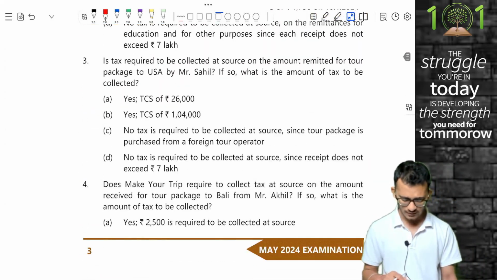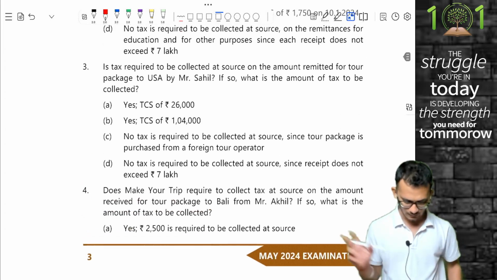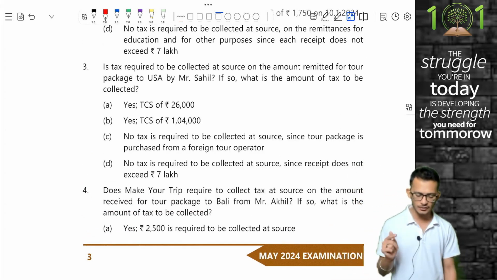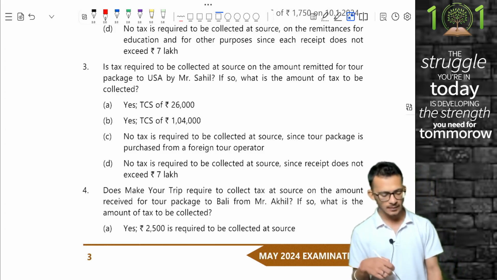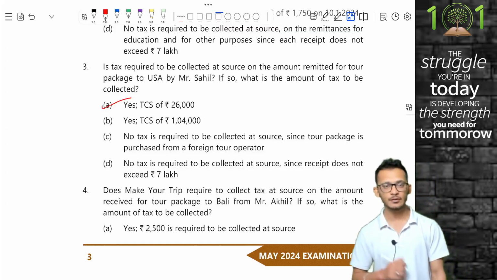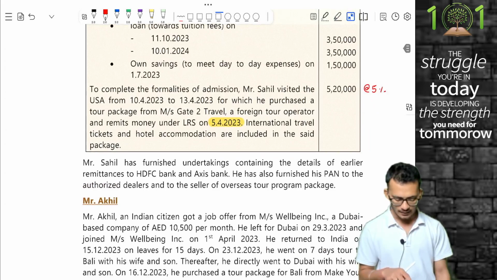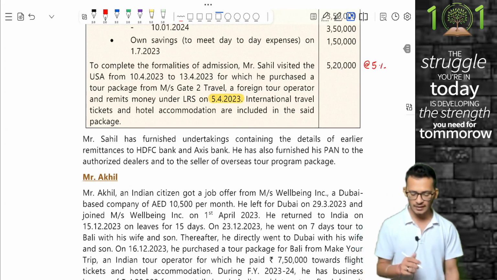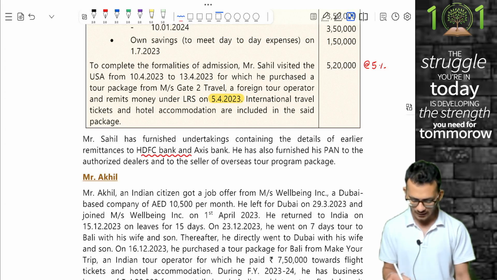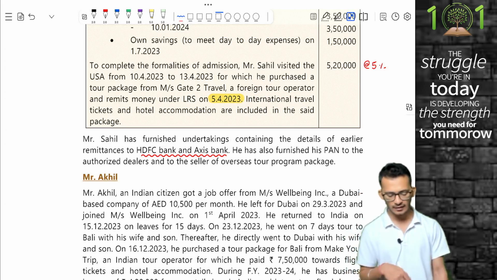I know there was one question relating to MakeMyTrip. This is Akhil. Is tax required to be collected at source on the amount remitted for the tour package to USA by Mr. Sahil? If so, what is the amount to be collected? The answer to A is TCS of 26,000. I'm solving it as we progress. Then it says, Mr. Sahil has furnished an undertaking containing the details of earlier remittances to HDFC Bank and Axis Bank. He has also furnished his PAN number to the authorized dealer and to the seller of the overseas tour package.